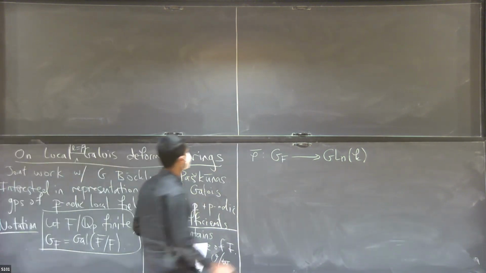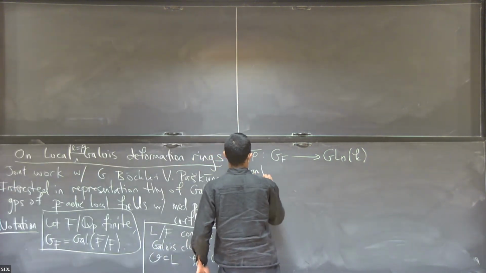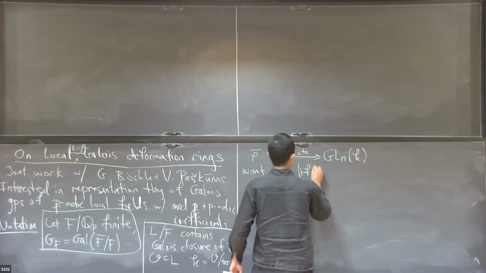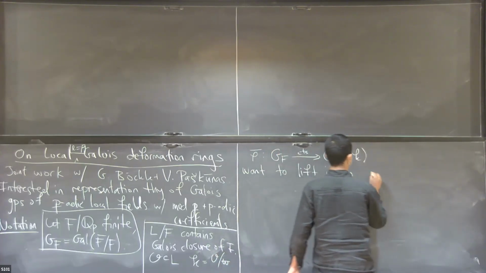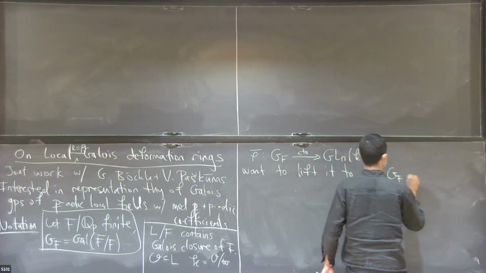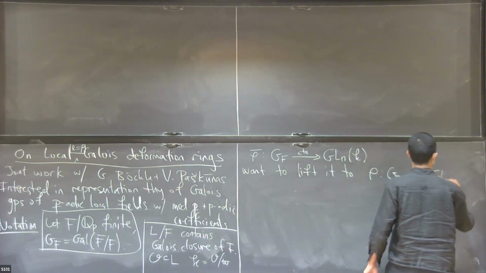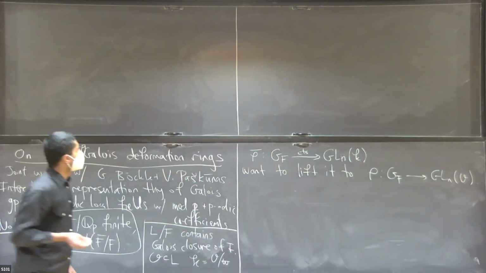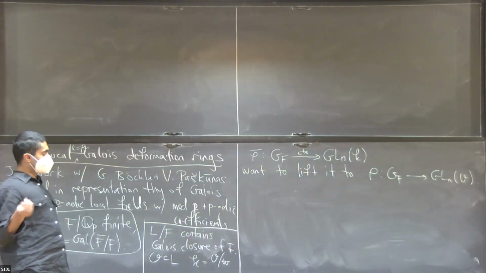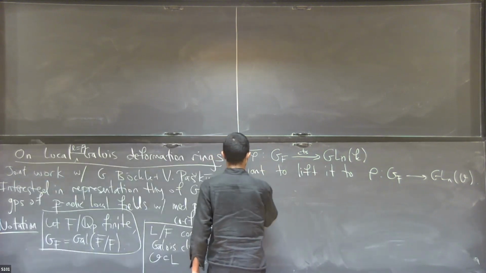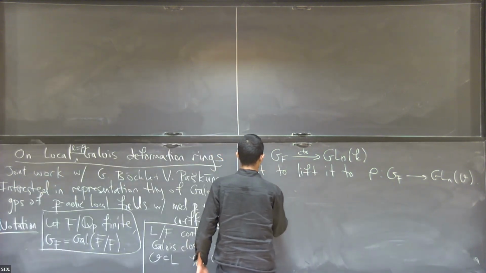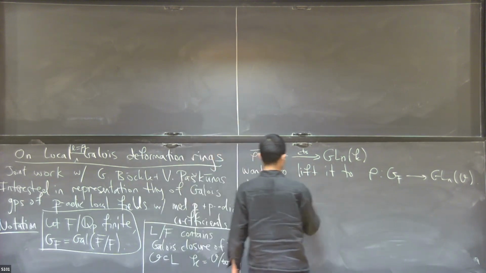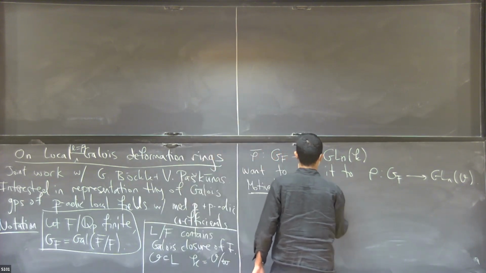And I want to lift it, as I said this is continuous, to representations of GF in GL_N of O. And the reason that you might want to do something like this, the motivation for why this problem arises, comes from modularity lifting theorems.